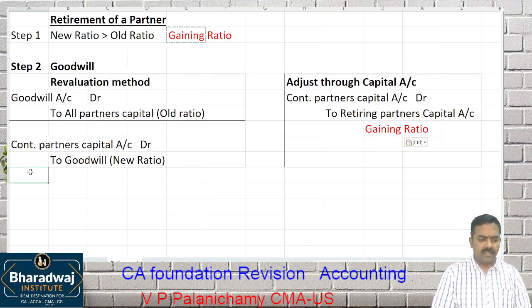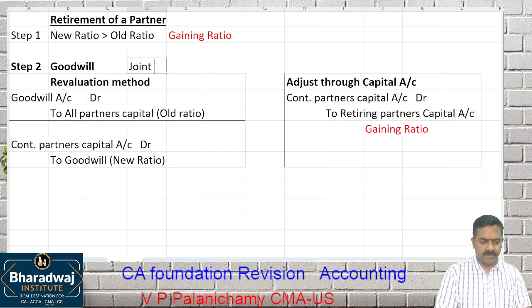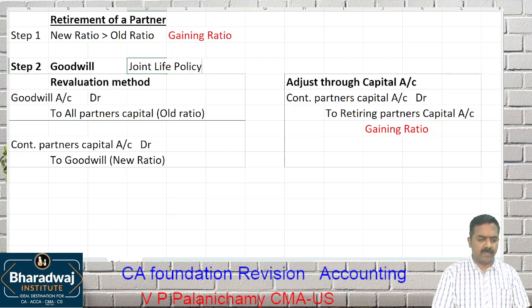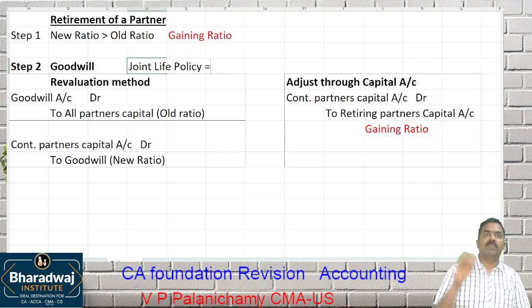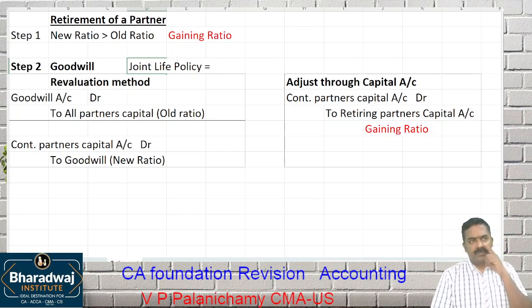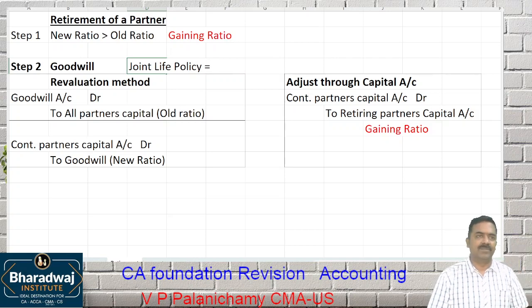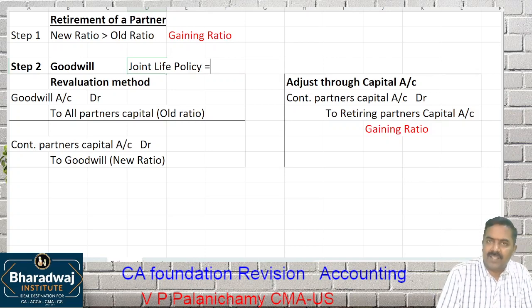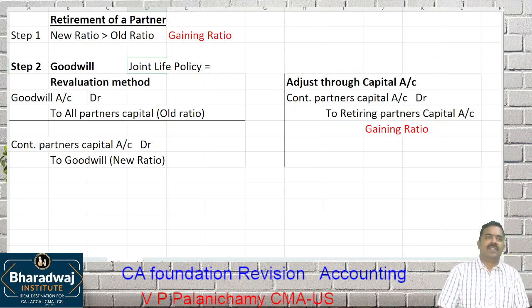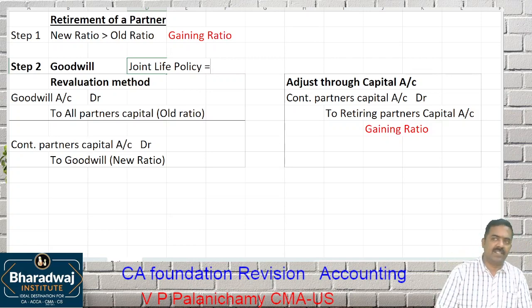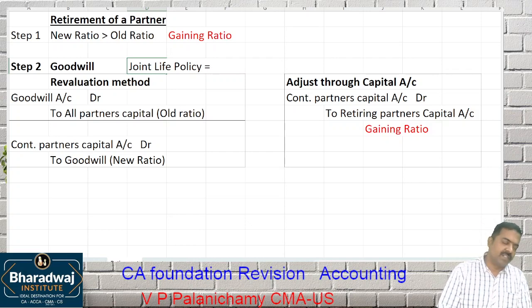Okay. Then joint life policy also. Joint life policy also will be adjusted in the same manner. Wait, what is a joint life policy? A, B, C together insured for a particular amount. Premium will be paid by the firm. If any partner dies, the firm will get the policy value, not the partners. It's an investment made by the firm. So who will get the policy value? If a partner dies, the firm will get the policy value.